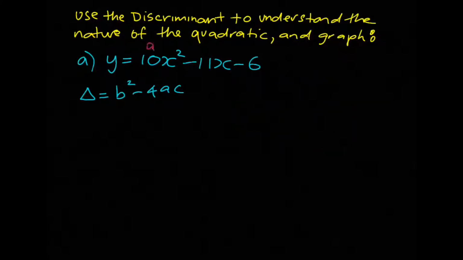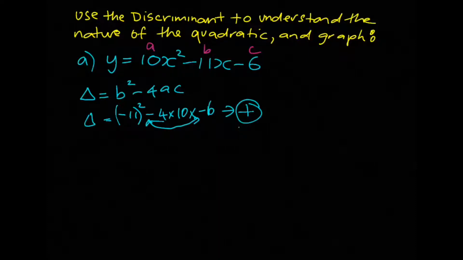Okay, so this is A, this is B, and this is C. So delta equals negative 11 squared. Now, negative squared is always a positive, minus 4 times 10 times negative 6. So straight away, negative times negative is a positive, so we know that this discriminant is positive. This means it could be this shape going through the x-axis, or it could be that shape going through the x-axis. So it's got 2 roots or 2 intercepts.